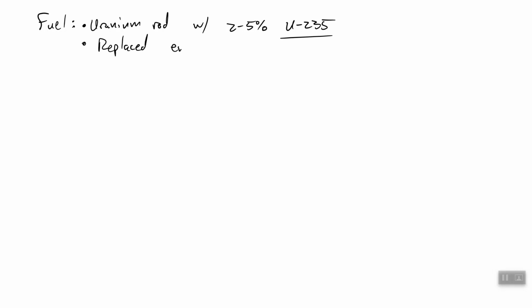So the fuel is a uranium rod with about 2 to 5% U-235. Remember, U-235 is actually our fuel. The remaining 95% of U-238 isn't really going to be used because it's not fissile. U-235 is fissile. Okay, and this rod is going to be replaced about every 3 years.